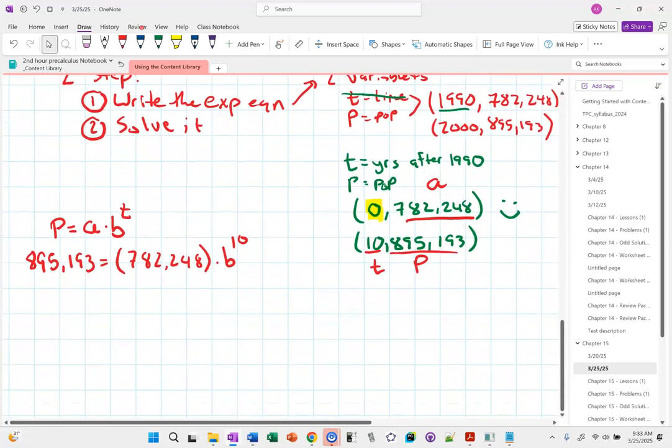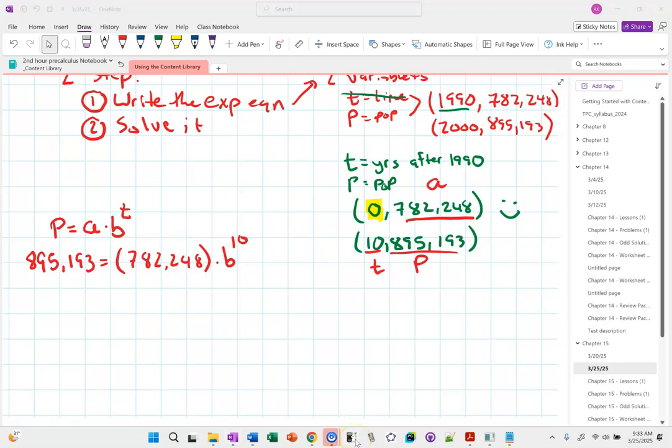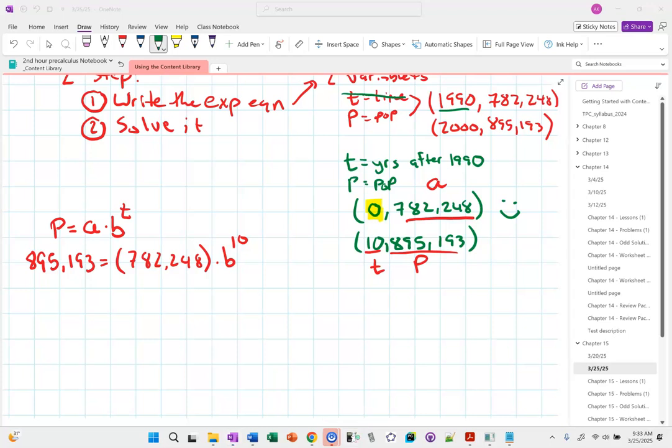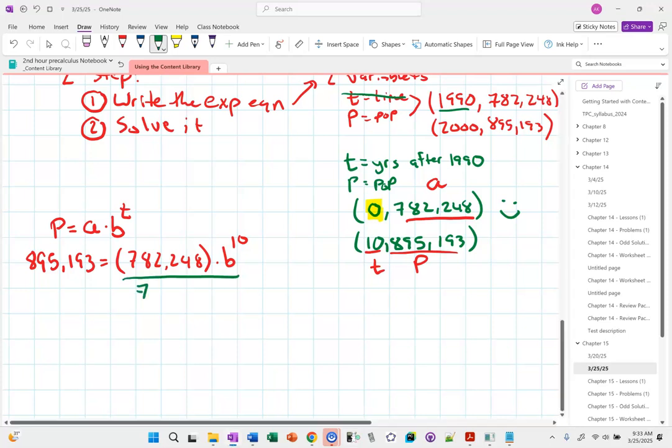So if I want to solve this equation for B, what should I do first? Anybody got an idea? Get it by itself. Great. That's what I would want to do. How am I going to do that, though? What mathematical operation am I going to do? Perfect. So divide both sides by 782,000 and change.